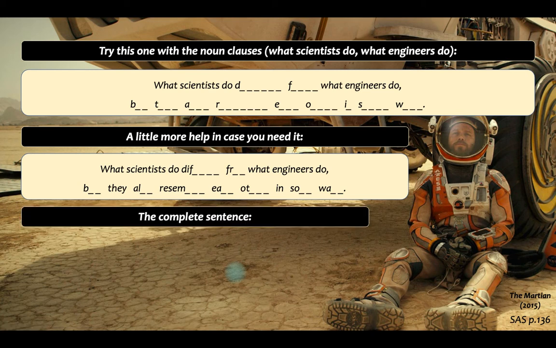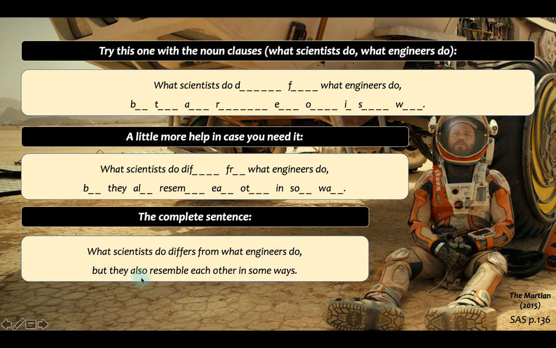And now let's see the complete sentence if you're ready. What scientists do differs from what engineers do, but they also resemble each other in some ways. So here we're using differs from, there's the verb form, and we saw this in our contrast essay. And then we're saying, but they also resemble each other, which is a word for similarities.